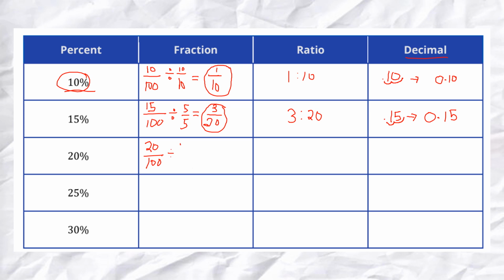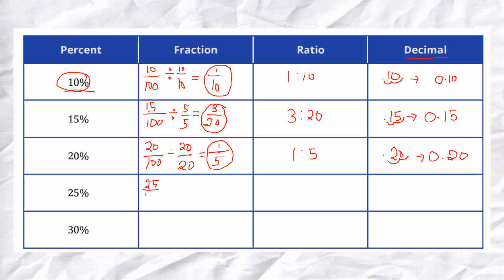Next, 20%. So it is in fraction form 20 over 100. Simplify, divide it by 20. So we have 1 over 5. So this is your fraction form. In ratio, it is 1 is to 5. And in decimal, so we have 20%, move twice to the left, 1, 2. We now have 0.20 or 0.2.